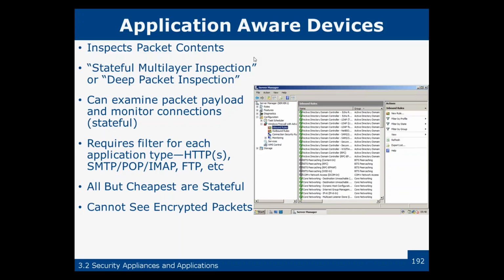The problem is still going to be the people, somebody that clicks on the email that they shouldn't and creates a backdoor for you. But it can examine the packet payload and monitor the connection, so it is a stateful device. It requires a different filter for each application type: HTTP, HTTPS, SMTP, POP, IMAP, FTP, on and on and on. And all of today's firewalls, except the cheapest, are going to be stateful firewalls.